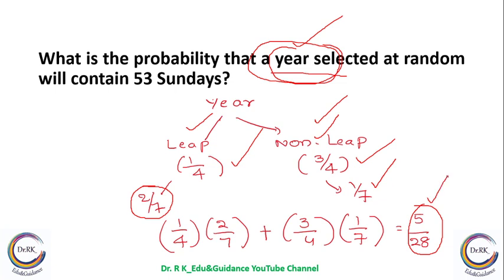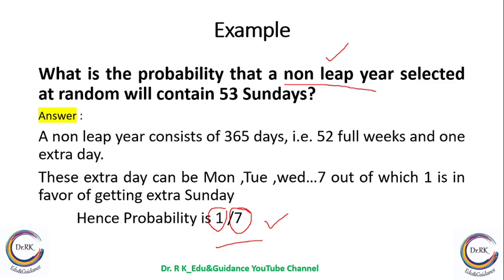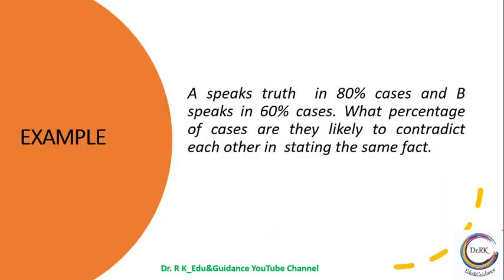So that is the difference. In the earlier case the year was already selected, so we jump straight into the regular formula. Here we have 2 steps. One is the year selected, which has to be a leap year or it can be a non-leap year. Then comes the extra Sundays. Get it, right?